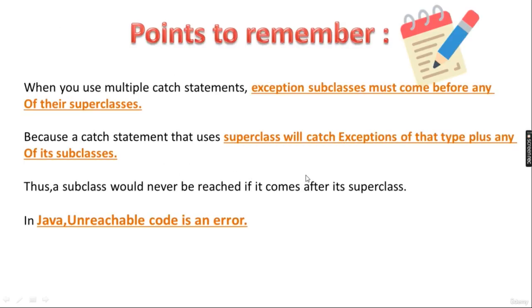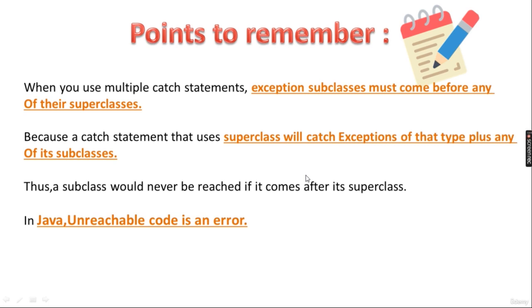Now, some points to remember. When you use multiple catch statements, exception subclasses must come before any of their superclasses. Multiple catch statements means one exception catch, then another exception, then another exception, and so on up to exception n. In that case, exception subclasses must come before their superclasses, so that the exact exception may be found.